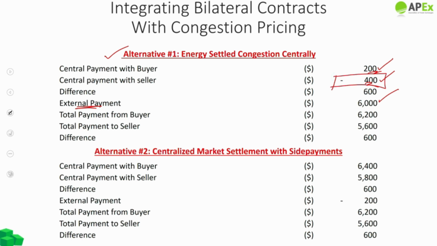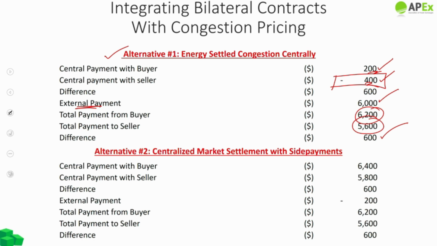The table shows the total payment made by the buyer and the total payment received by the seller. The buyer's total payment is $200 more than agreed to under the contract. Payments to the seller are $400 less than agreed to under the contract. Altogether, the two parties to the bilateral contract have surrendered $600 in payments to the system operator. This is the congestion surplus.